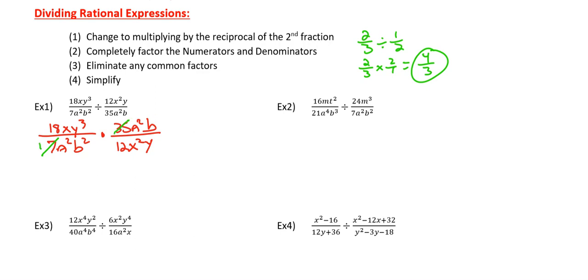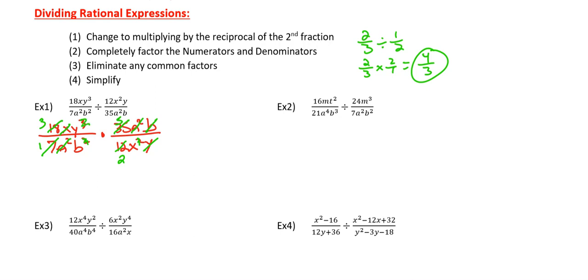This is 1, this is 5. A squared will cancel. The b will take away the b squared. 12 and 18, this is 2, this is 3. They can both be divided by 6. This x is gone, and this is x to the first. This y is gone, this is now y to the second.